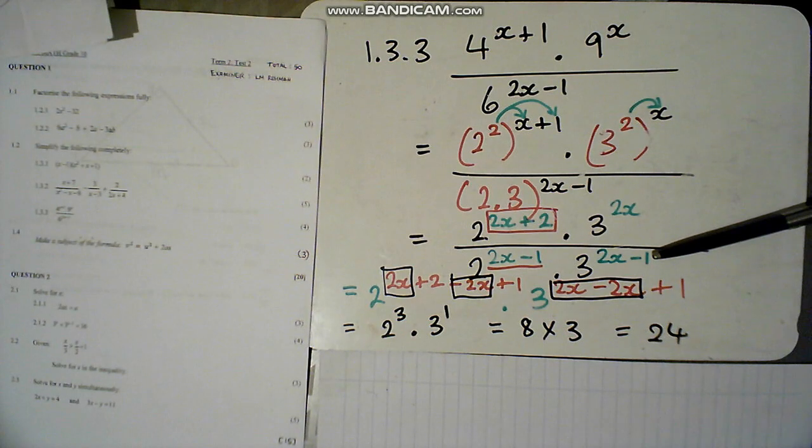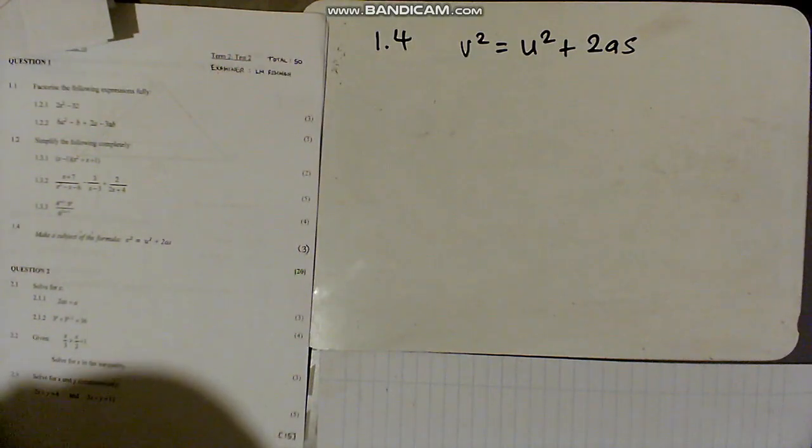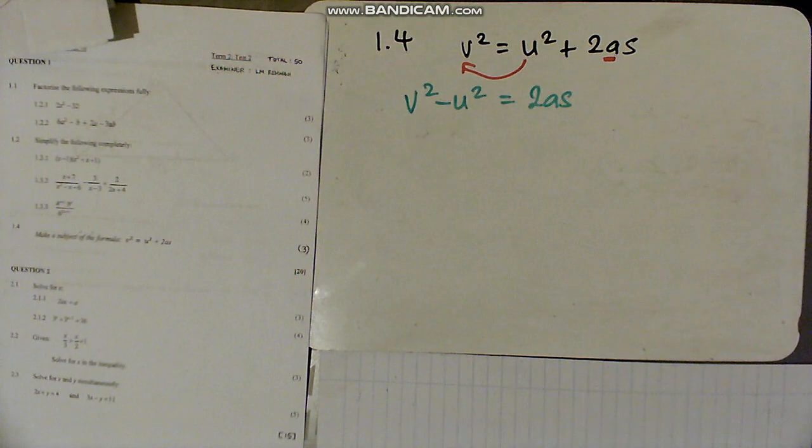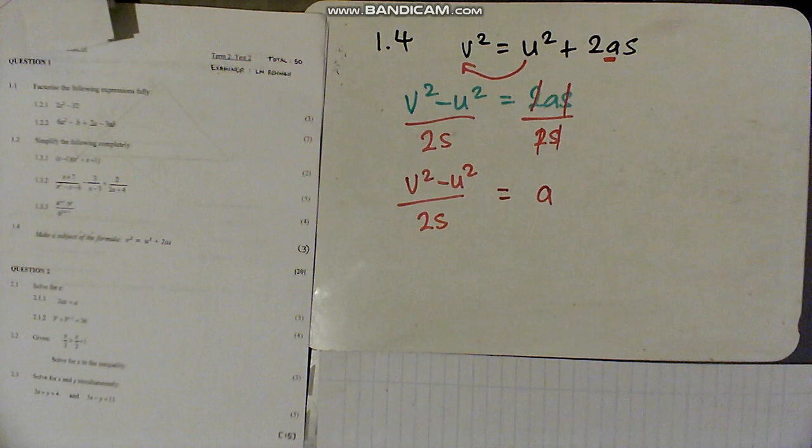We're going to go to 1.4, where we have to make a subject of the formula. We are going to take u squared over. So we get v squared minus u squared is equal to, right? And now we're going to remove the 2 and the s on both sides. The 2 will cancel the 2, the s will cancel the s. Making a subject of the formula, a is equal to v squared minus u squared over 2s.